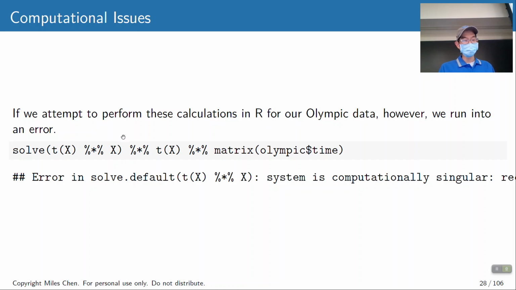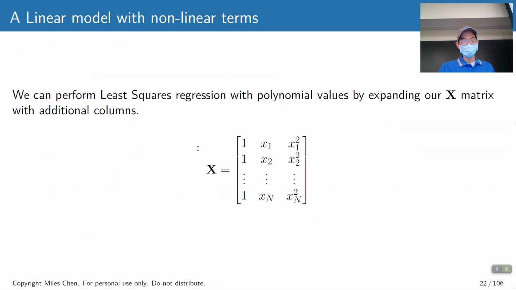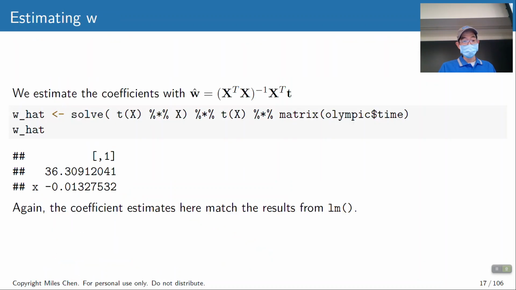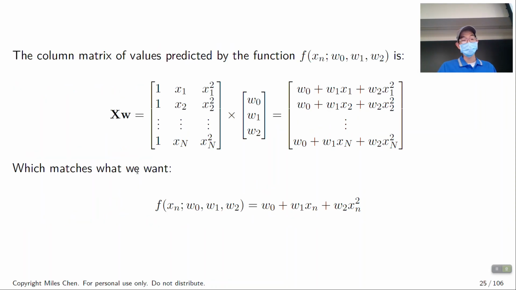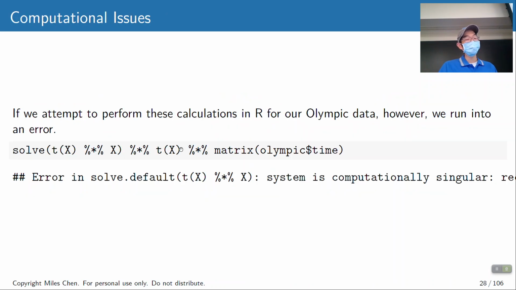If you look at this command in here, it's pretty much the same as what I did here, right? So here I did X transpose X inverse, or solve, times X transpose times, take the times and make a matrix out of them. And I got it, okay? And that was just for one column of ones and the year. And over here I expanded it by taking the year, the column, and the year squared. And when I do the same command here, I now get an error. Any idea why we're encountering this error?